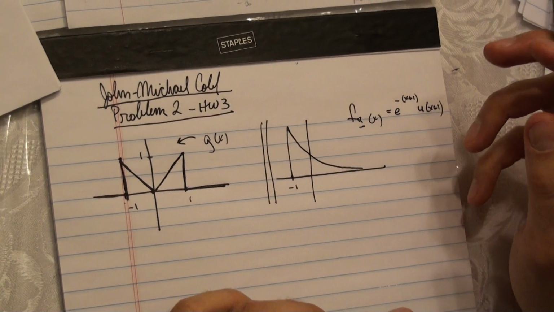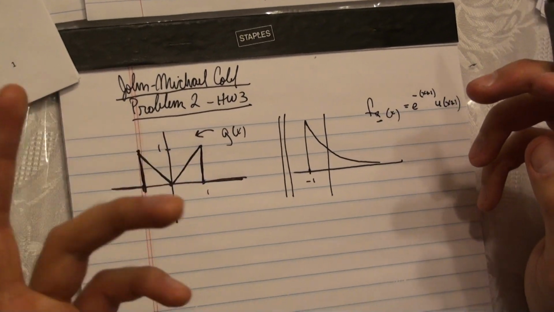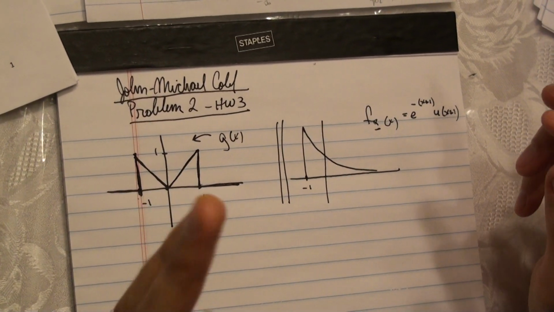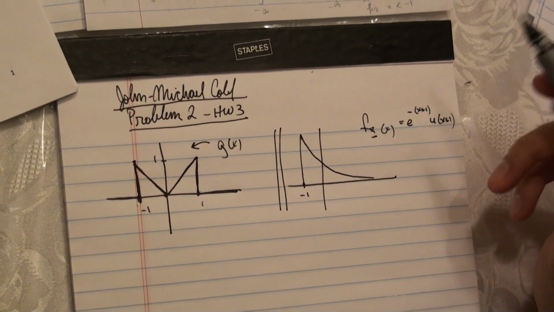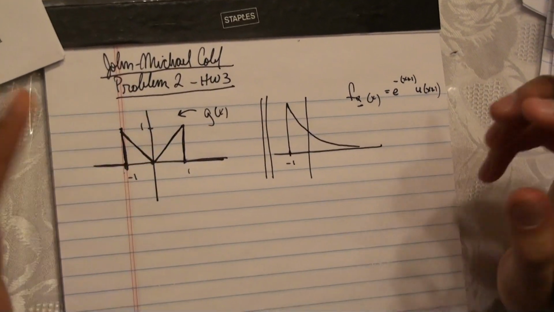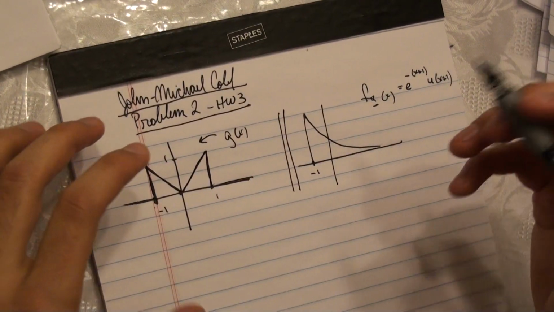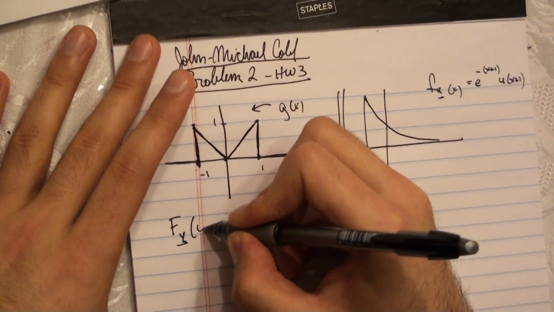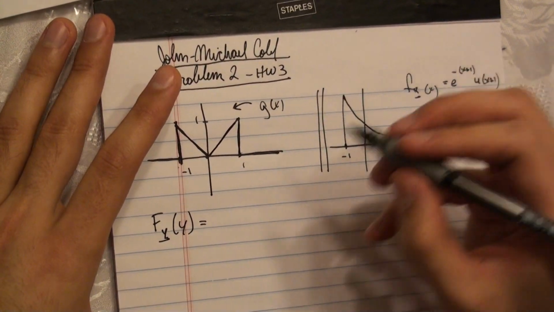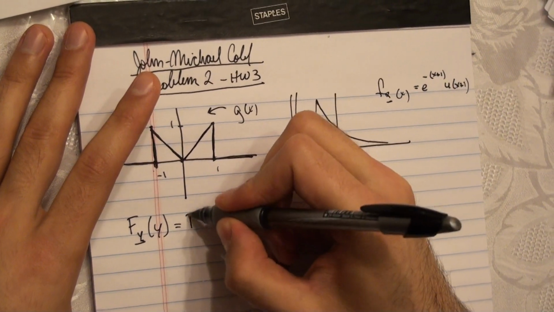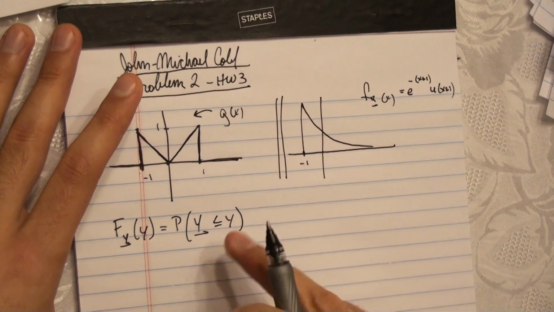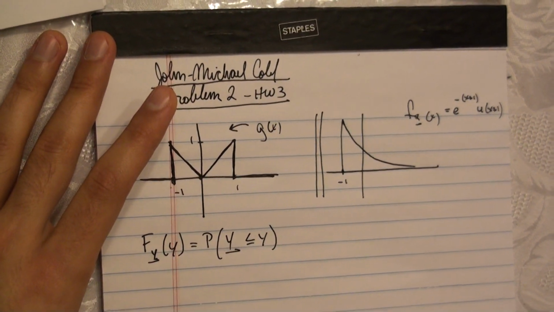Now, part 1 wants you to find the probability density function f_Y of y. And part 2 wants you to find the probability distribution function, big F_Y. So I'm going to find the big F first. So, big F of y is equal to the probability that random variable Y is less than y.